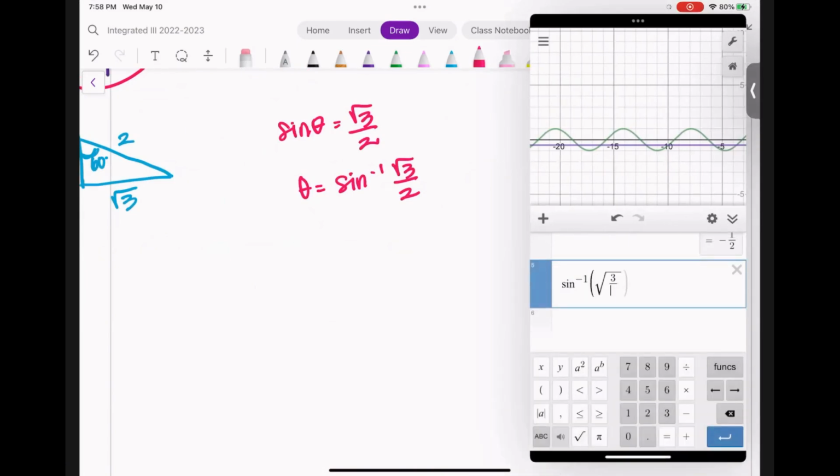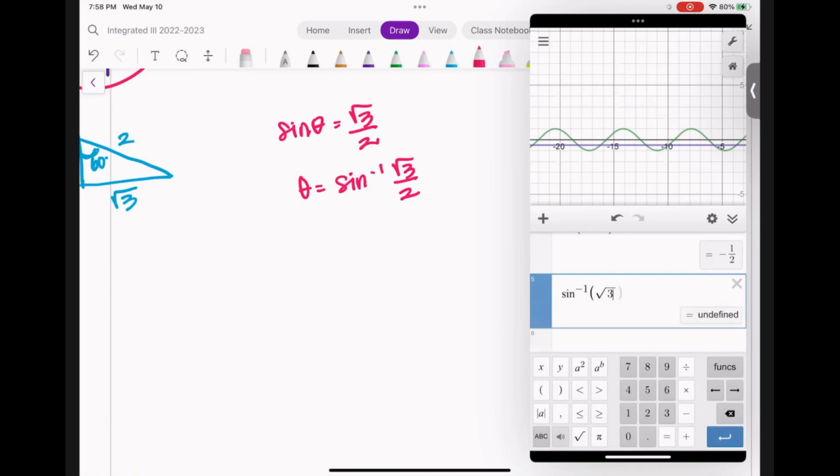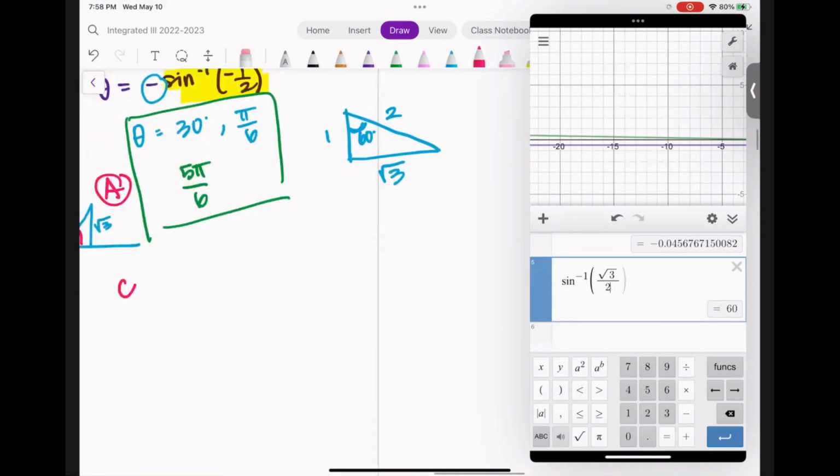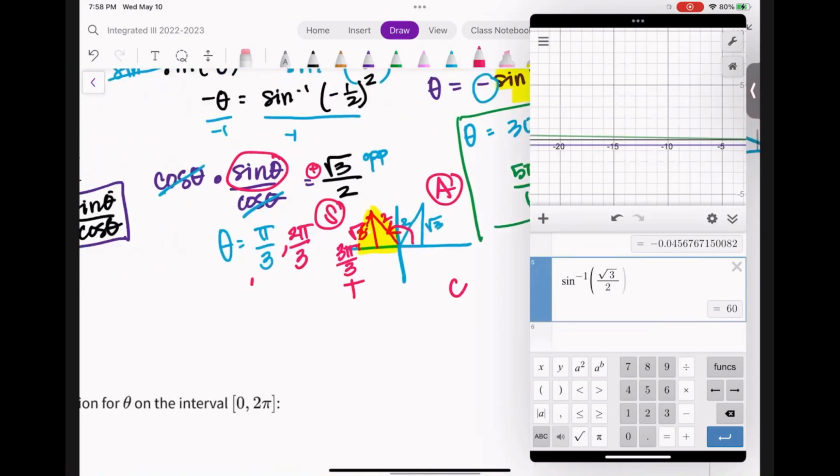Root 3 over, we don't want the over 2 under the radical. So I'm going to scoot in that way, over 2. There you go. So we get that, but in degree mode, it's 60 degrees, which is exactly what we got over here, right? This guy here is 60 degrees. Those are the same.